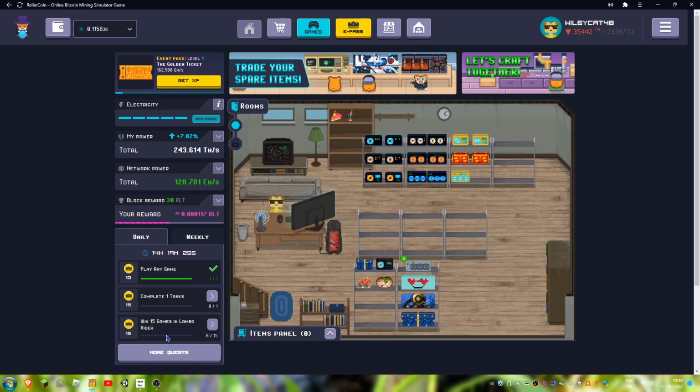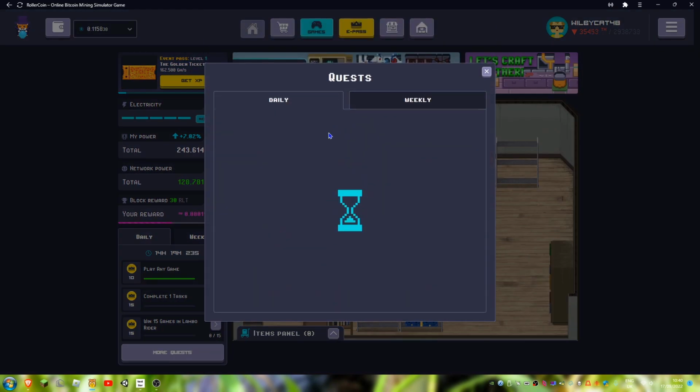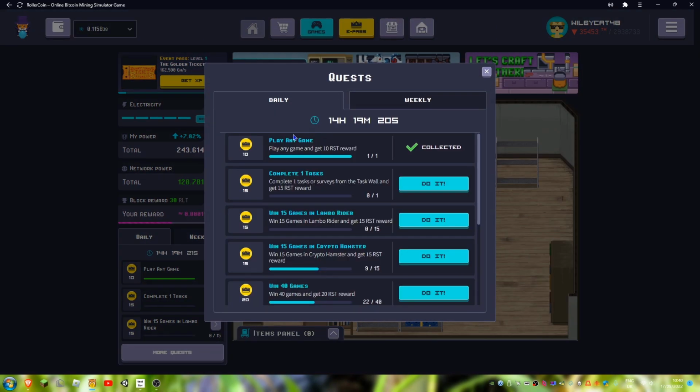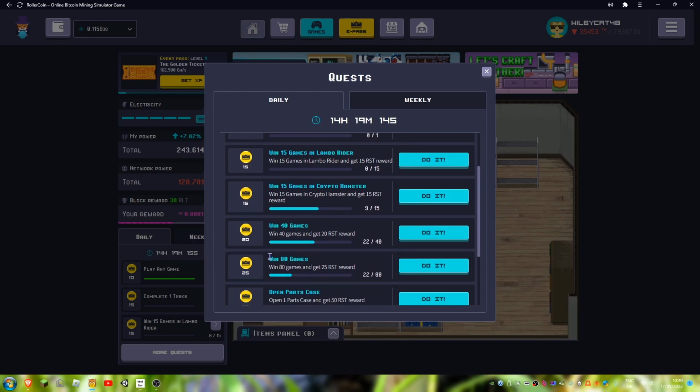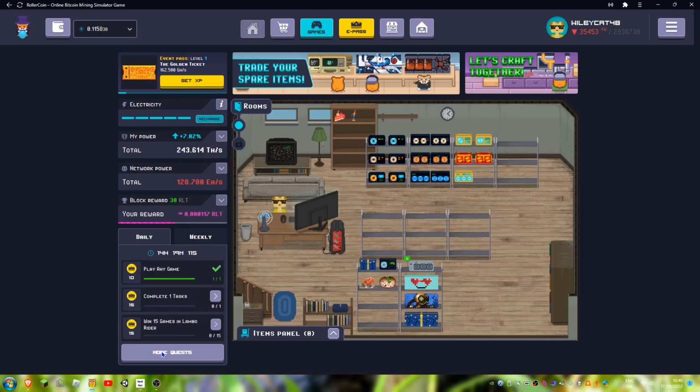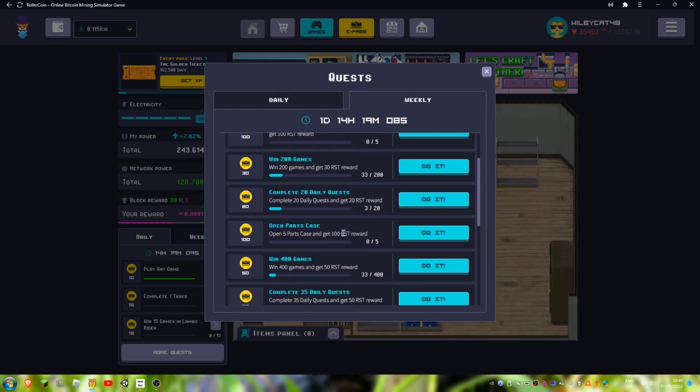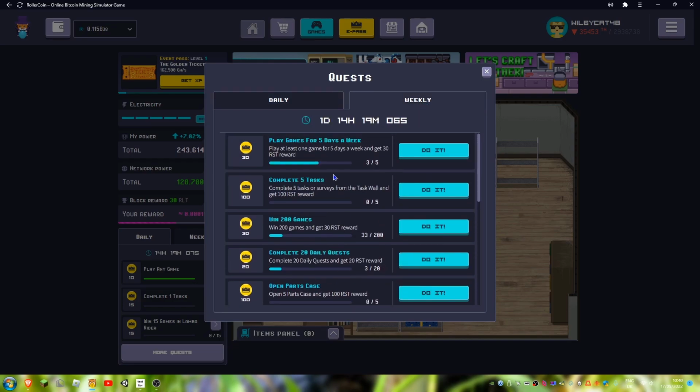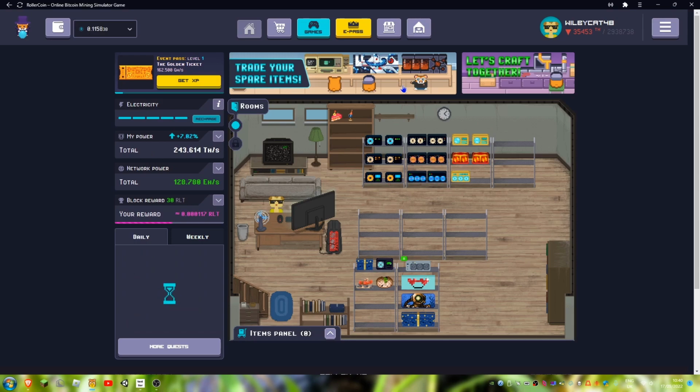However, that will also complete the play any game task, which bumps up to 25, which is more than 20. And then while you're doing that, you'll probably get the win 40 games on both. During that, you'll also rack up some progress on the weekly quest and so on and so on, until it's way better.